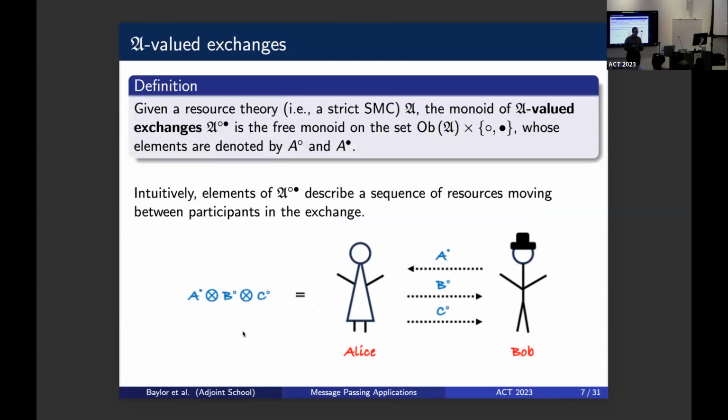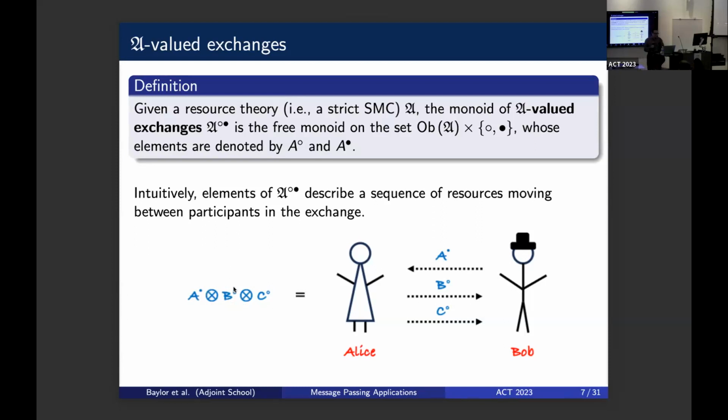So with that intuition, we're now actually going to describe this monoid, which will encode the data we need of sending information. In particular, we'll have this A-valued exchanges, which is just a free monoid created from the set where we're created by taking every object A and having an A white circle and A black circle. So the intuition is that elements of the A-valued exchanges describe a sequence of resources moving between participants in an exchange.